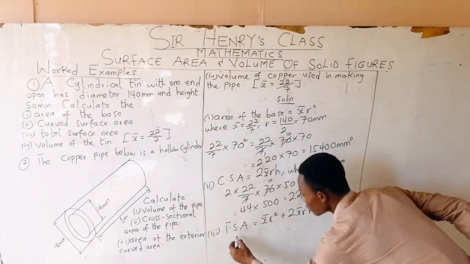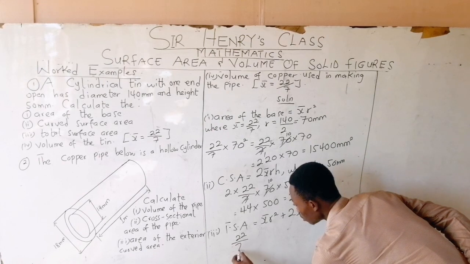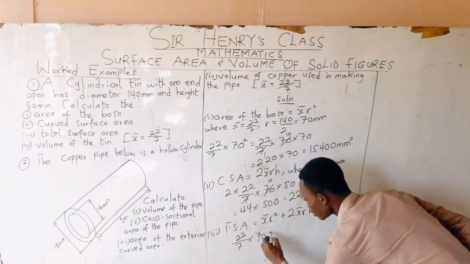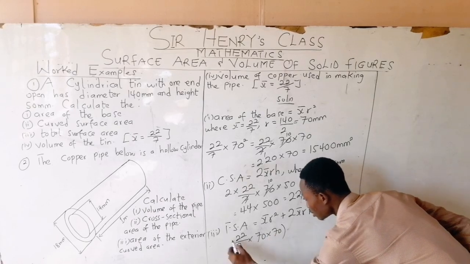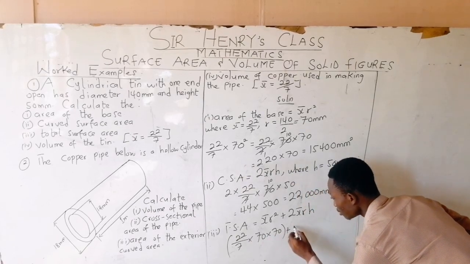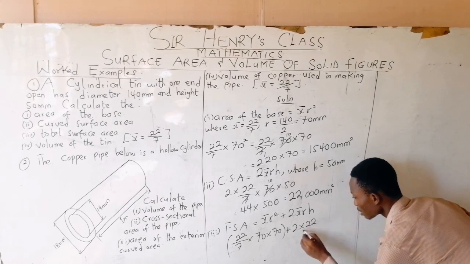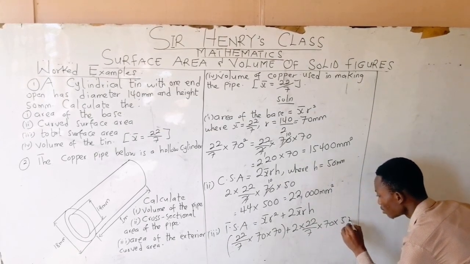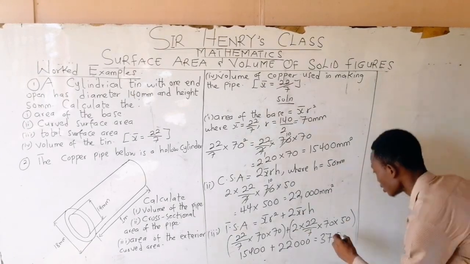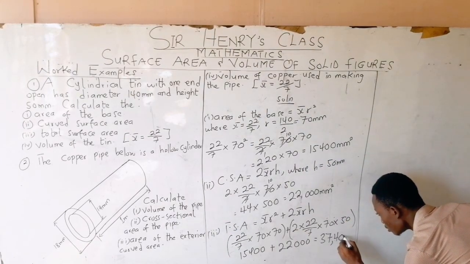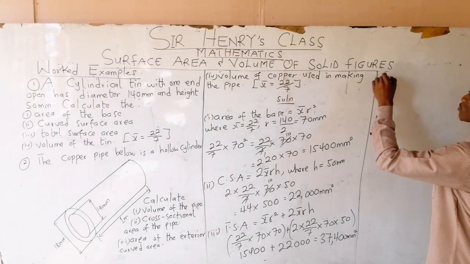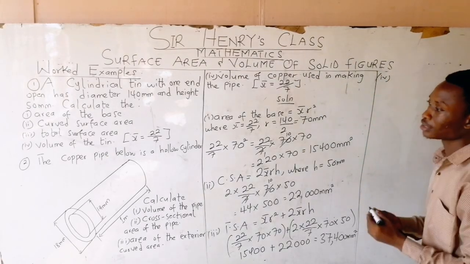Now pi is 22 over 7, your radius is 70 squared, so 70 times 70 in one bracket, plus your curved area, 2 times 22 over 7, the radius is 70, the height is 50. The total surface area is 37,400 millimeters squared.